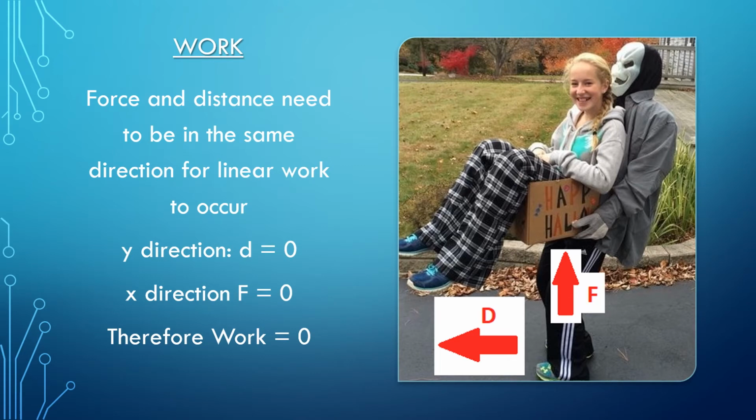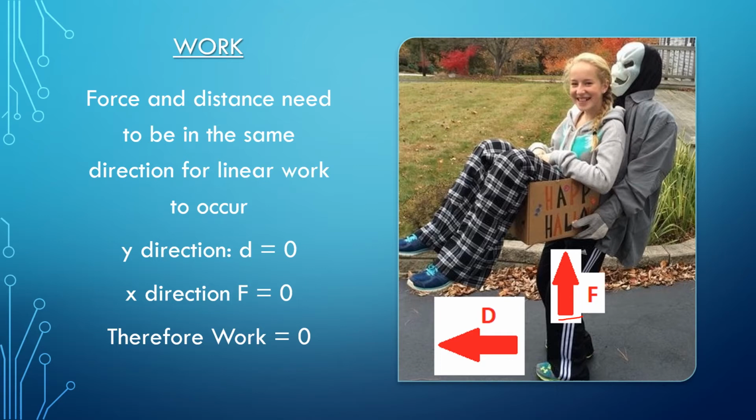Now in this diagram here, there's also no work being done, because you need force and distance to be in the same direction in order for work to occur. And the force that is being applied is upward. It's going in the upward direction, right? Lifting that box up.